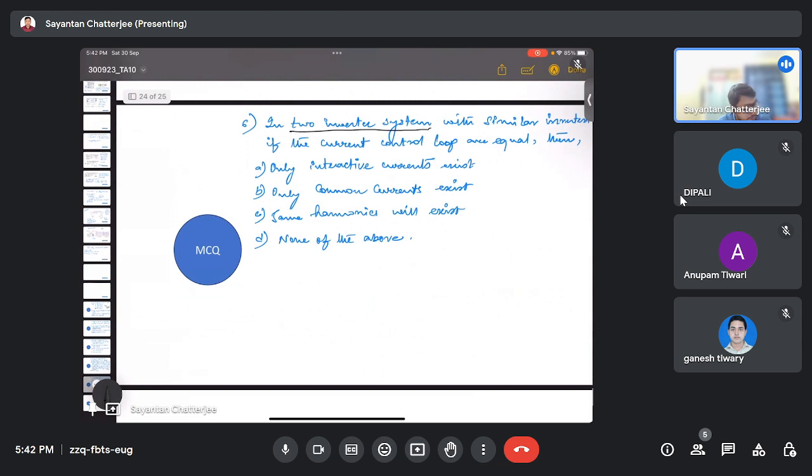So if two inverters are similar, the current control loops are equal, so the current control loop gains are the same, the IREF value is the same, and the LCL parameters are also the same. In such a condition, which option would be correct? Interactive current exists, common current exists, some same harmonics will exist, some harmonics will exist, or none of the above.